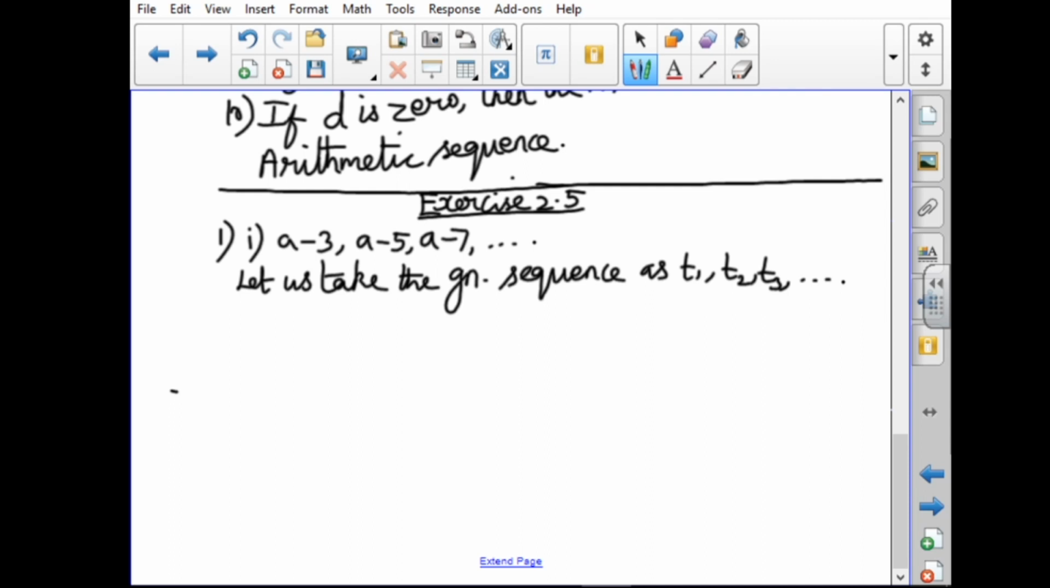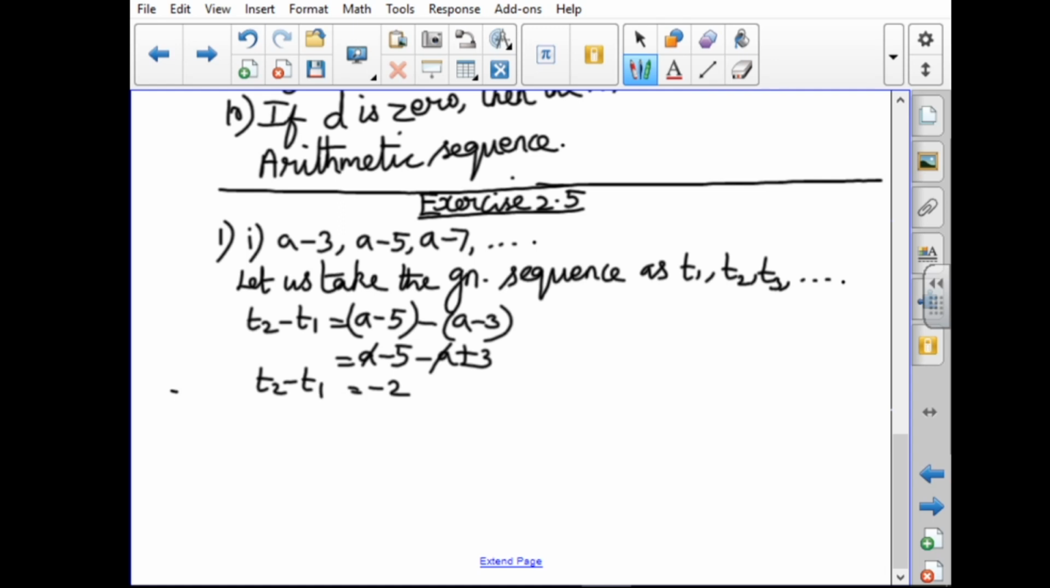We find T2 minus T1, the common difference. T2 is the second term, A minus 5, minus the first term, A minus 3. Simplify this: A minus 5 minus A plus 3. Minus A plus A get cancelled, the answer will be minus 2. So T2 minus T1 equal to minus 2.